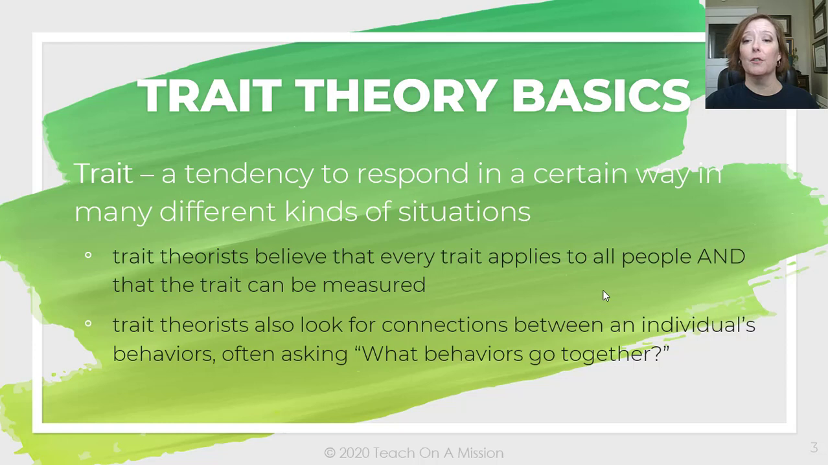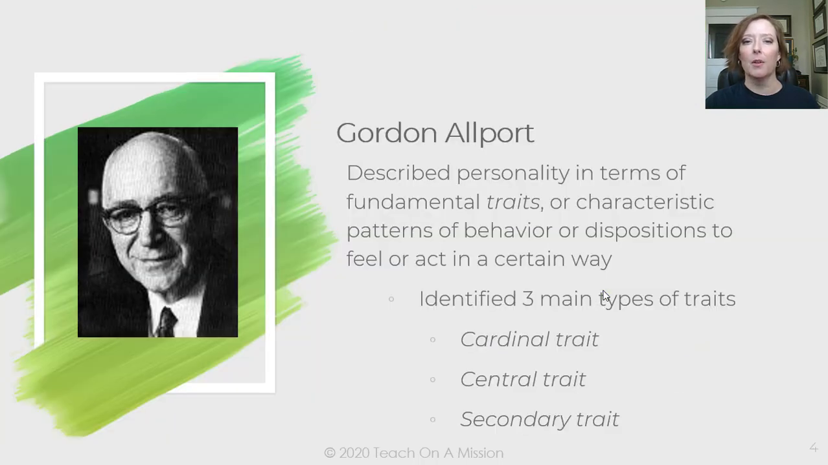Trait theorists also look for connections between an individual's behaviors, often asking what behaviors go together, so they're looking for connections. Let's start out with Gordon Allport. He was one of the first trait theorists to describe personality in terms of fundamental traits or characteristic patterns of behavior or dispositions to feel or act in a certain way. He identified three main types of traits. These are cardinal traits, central traits, and secondary traits.